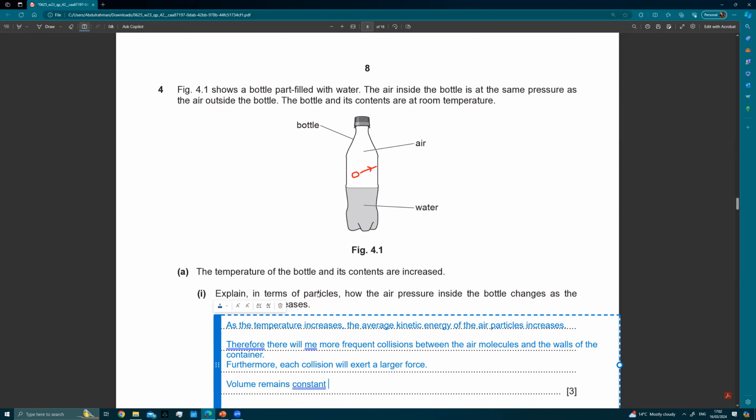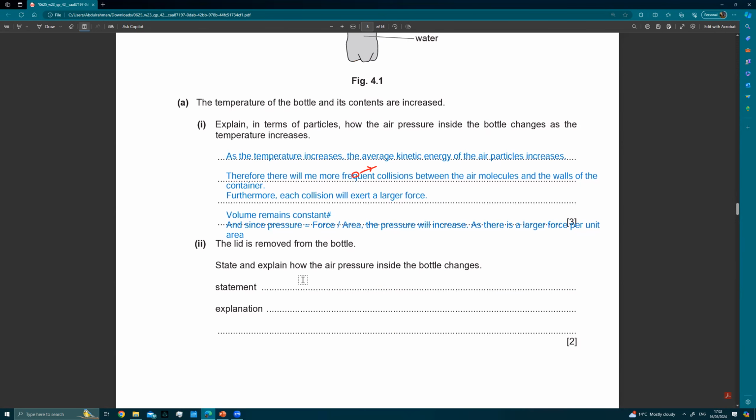And we're going to say the volume remains constant. Why? Because the bottle is stiff. It's hard to stretch the bottle or compress it. So because the volume remains constant, and since pressure is equal to force over area, the pressure will increase. Why? Because there's a larger force per unit area, as we see by the equation, so there'll be a larger pressure.